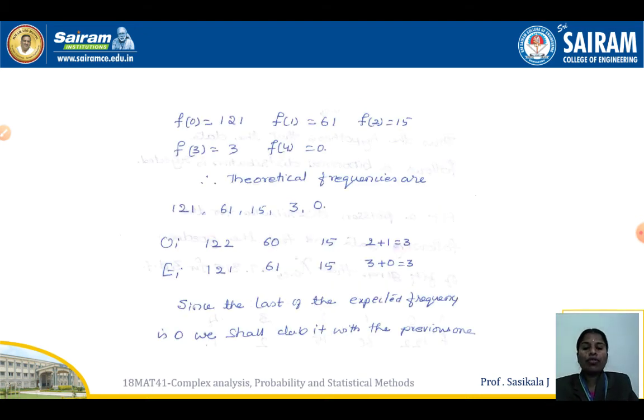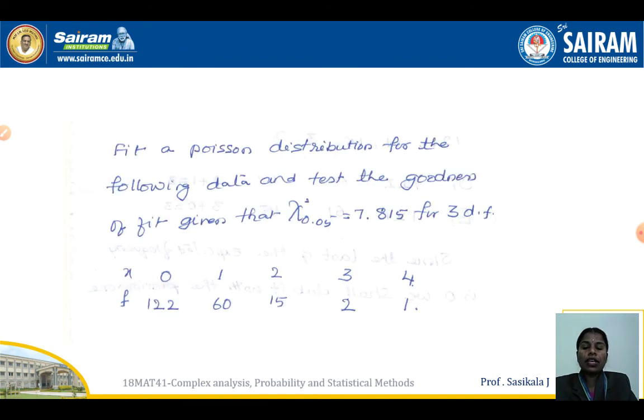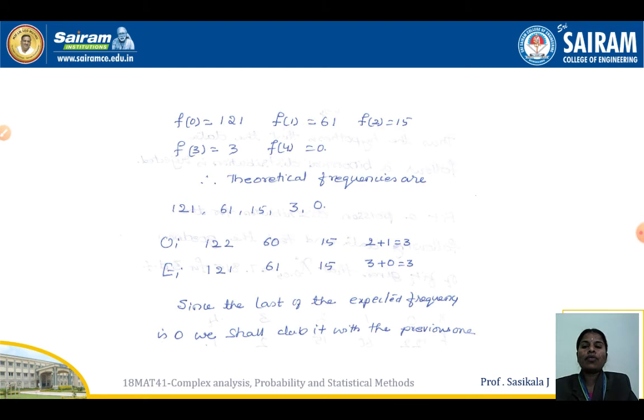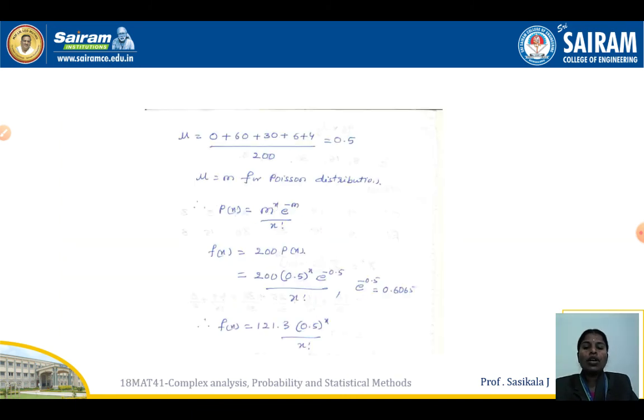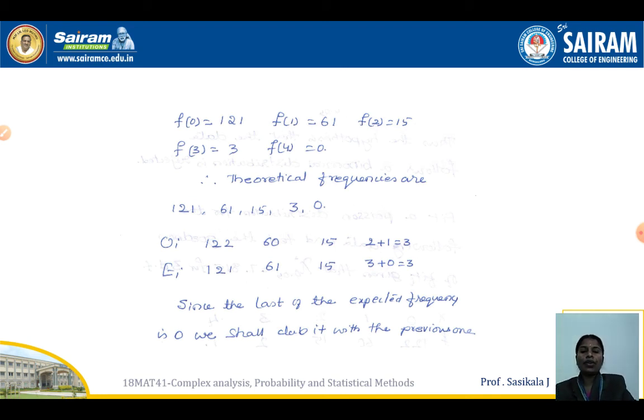So now you are going to find the theoretical frequencies. Replace each x value into this f of x. So what can I get? 121, 61, 15, 3 and 0 for your theoretical frequencies for the corresponding x values. So now I'm going to make your observed frequency and your expected frequency. The observed frequency is given in the question, right? So you can write your observed frequencies, which are 121, 60, 15 and 2. But the last one I'm supposed to add with plus 1, which is equal to 3, for your last value. Okay. So the expected frequencies which you have are 121, 61, 15.